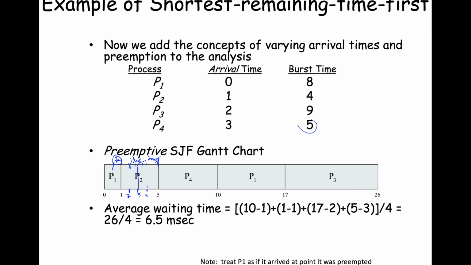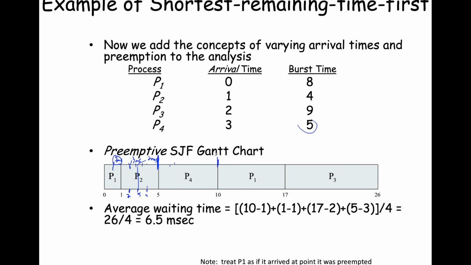So now that P2 completes, what do we have? We have P1, which has 7 milliseconds burst time left. P2 has completed, so it's no longer under consideration. P3 has 9 milliseconds, and P4 has 5 milliseconds. So now P4 is going to execute because 5 milliseconds is the smallest remaining time. It's 5, not the 7 and not the 9. So P4 starts executing, and it executes for the entire 5 milliseconds. Since it's the shortest one, the other two don't shrink in the amount of remaining time because they're not running. So P4 runs, and at time t equals 10, P4 is done.